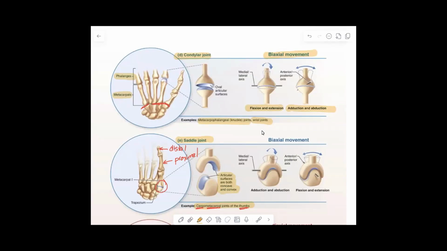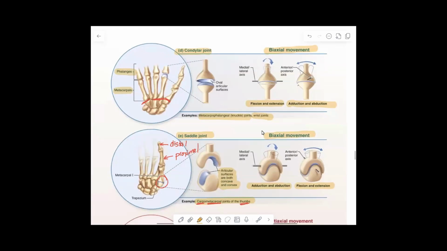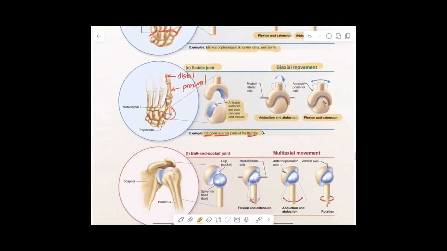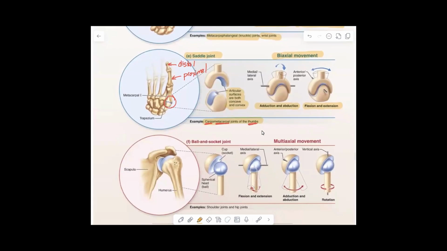So again, it allows movement in two planes, flexion extension and abduction adduction, to make it multi-axial. And then finally, we have the multi-axial joints, and there's only two of them. They're ball and socket joints. We know one is the shoulder and one is the hip. And it's all due to the articulating surfaces. So there's a cup or a socket, and a spherical head is going to fit into that.